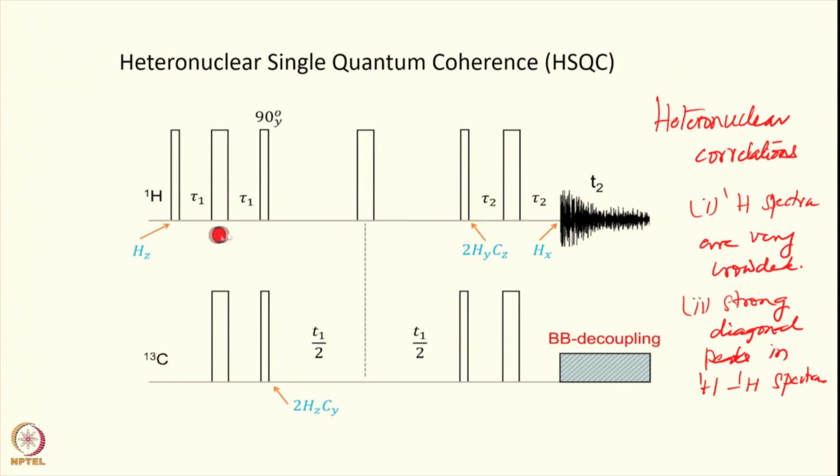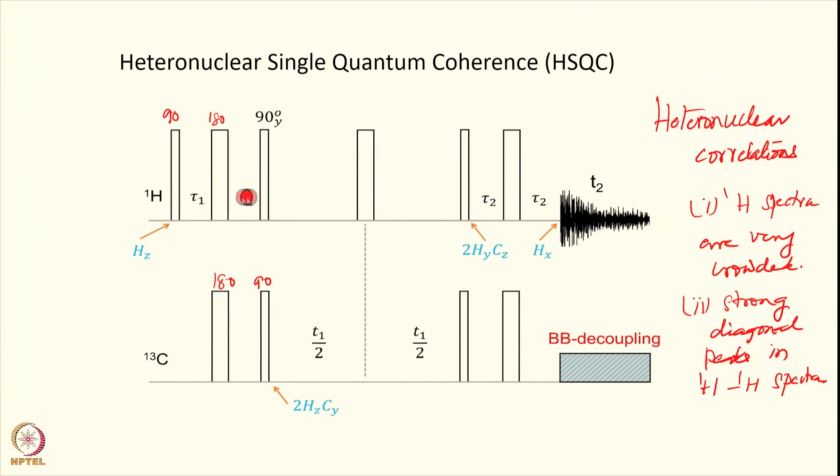Okay. So now how does this experiment work? Here we start with the proton magnetization, that is, we represent it as Hz. And then this sequence is what we have seen before, this is called the INEPT sequence. So you have proton magnetization, 90, tau, 180, tau, and there is a 180 on the X channel as well here. We write it as 180 and this is also 90. So this is called the INEPT experiment.